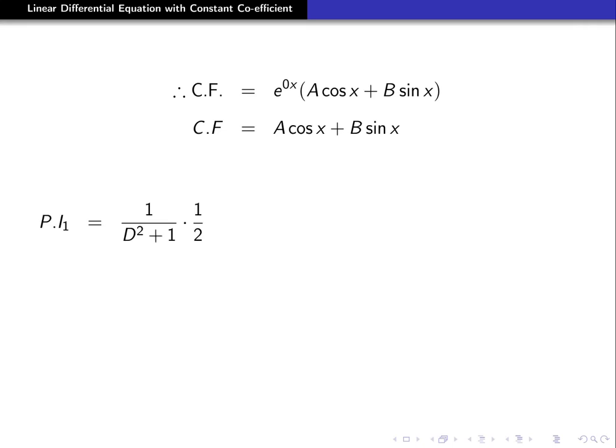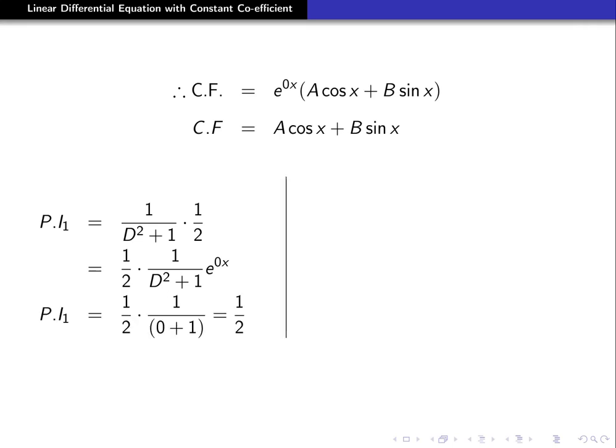So particular integral is equal to 1 divided by D square plus 1 into 1 by 2. So 1 by 2 we can write in the form of e power 0x, which is 1. So wherever D is there, we can replace it with 0. Therefore particular integral 1 is equal to 1 by 2.